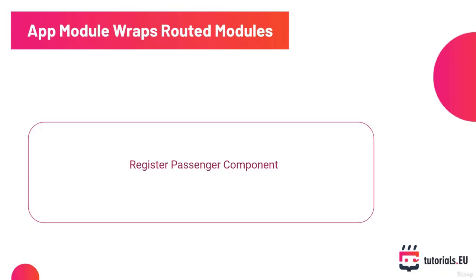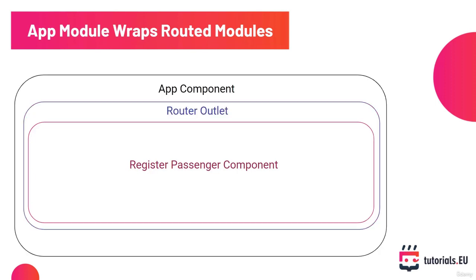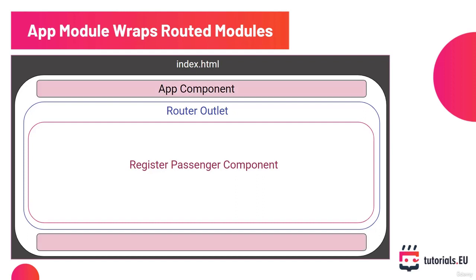For example, the register passenger component is dynamically loaded into the app component by the router outlet. The app component is also loaded into the index.html file by the main module. So if I want to add header and footer to all pages, I can simply add them to the app component. Well, let's do that in practice right now.